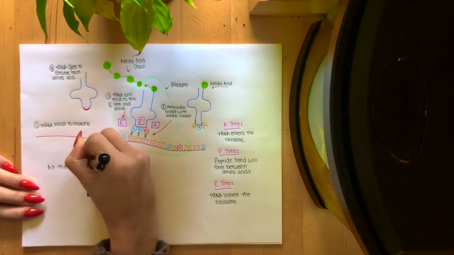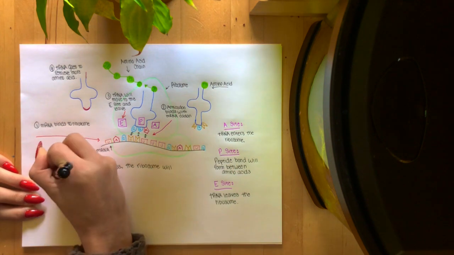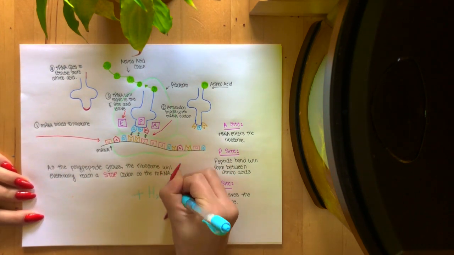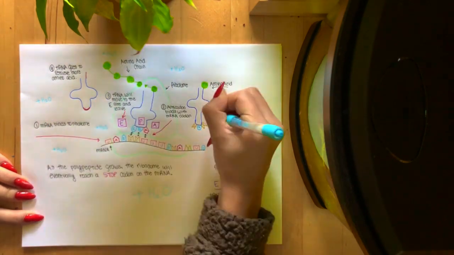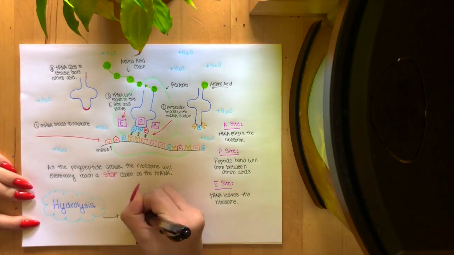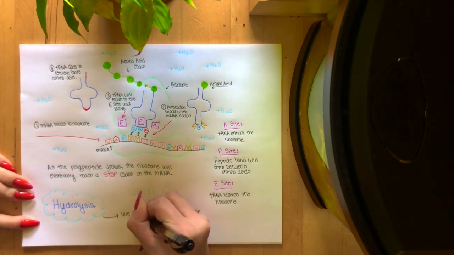As the amino acid chain grows, the ribosome will eventually reach a stop codon on the mRNA. At this point, water will enter the system and a process called hydrolysis will take place. Hydrolysis will break the polypeptides down and dismantle the system.